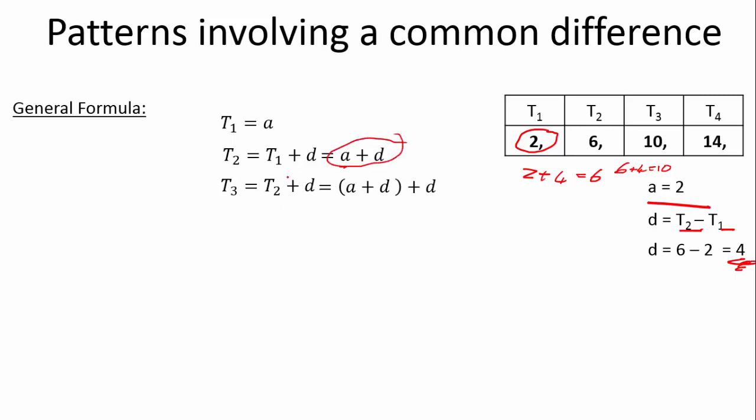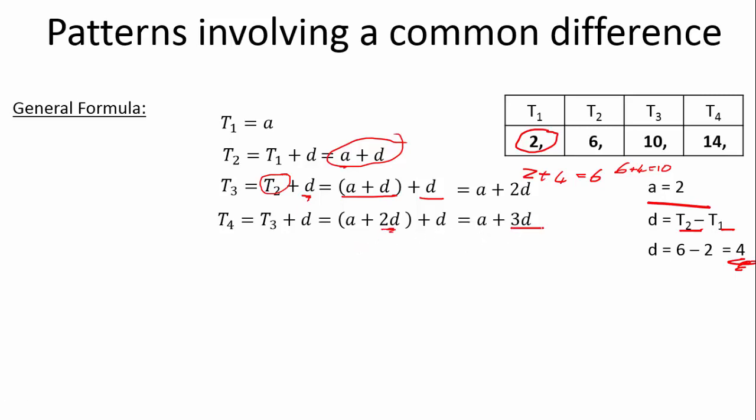T2 is equal to A plus D. So we swapped T2 to equal A plus D. That's that D over here. This is equal to A plus 2D. T3 now follows the exact same thing, where we go A plus 2D plus D, because we're now going two differences. And this is equal to A plus 3D.